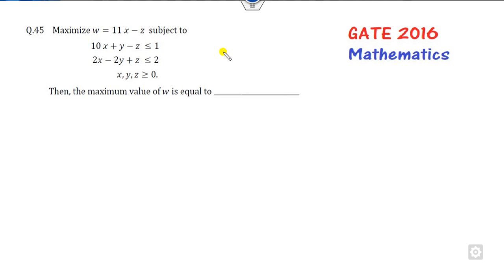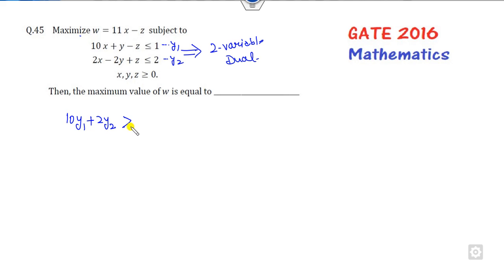Now you can see again, this is question 16. Again, this is a 3 variable problem, and you have to convert it into a 2 variable problem. How can you convert it? You have to use the dual variables. So I consider this as y1, this as y2. The first one is 10y1 plus 2y2.